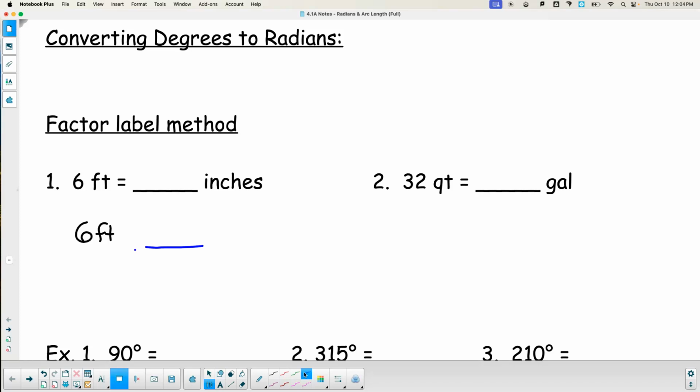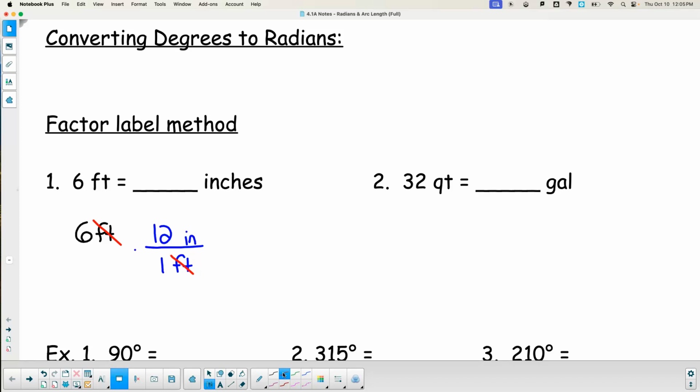So this blue fraction that I'm producing here is going to be equal to 1, and the feet are going to be on the bottom, and because I'm converting to inches, then inches would be on the top. Well, in 1 foot, there's 12 inches. And then by doing the factor label method, you have effectively crossed out the feet label, because you have it both on top and the bottom. So it's gone, and you're just left with the unit that you want.